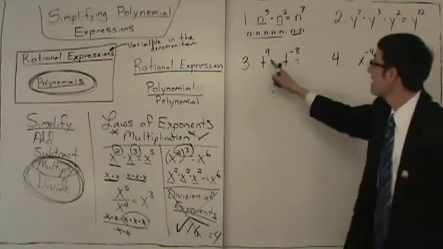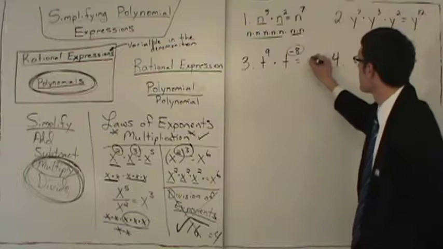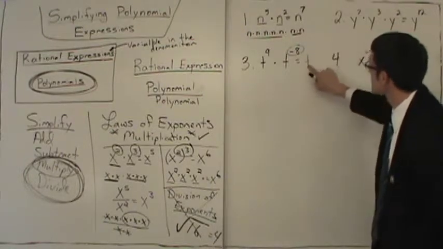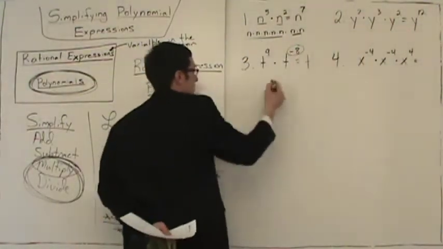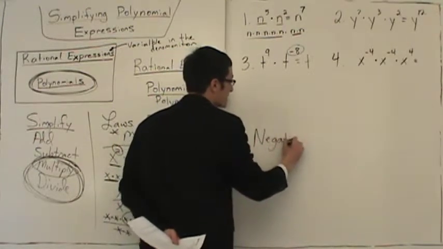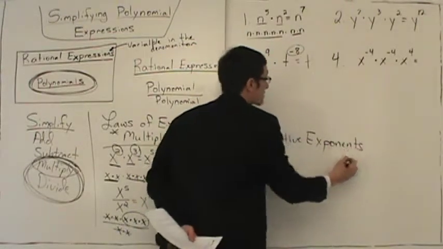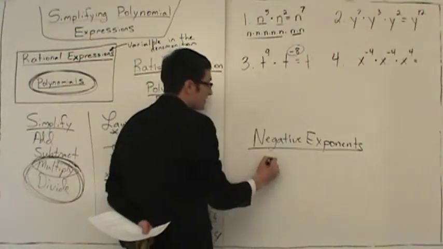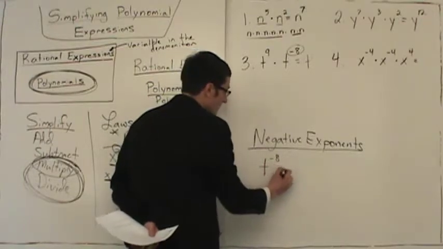Okay, number 3. Again, even if we have negative exponents, we still add. 9 plus negative 8 is 1, so we get t to the 1st power. Do we have to write the 1? No, we just write this as t. Now, before we go on, I want to remind you, negative exponents. What do negative exponents mean? Okay, so I'm just going to write this, and I'm going to have to erase it again so we have space. Negative exponents mean, I said in the last video, negative exponents mean to move from numerator to denominator. So if we have t to the negative 8th power, this means move it where?